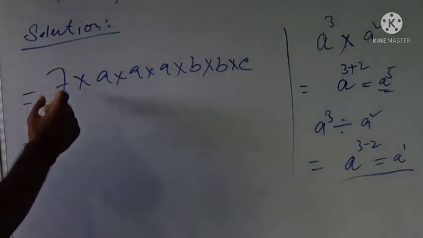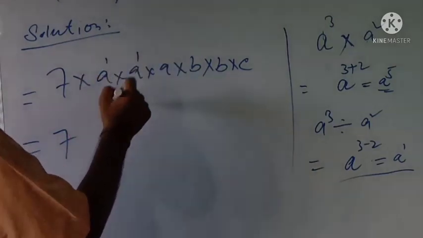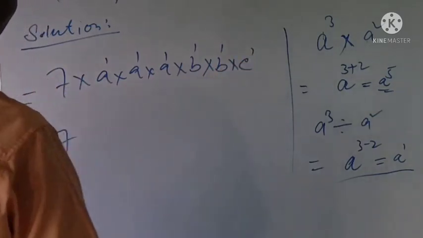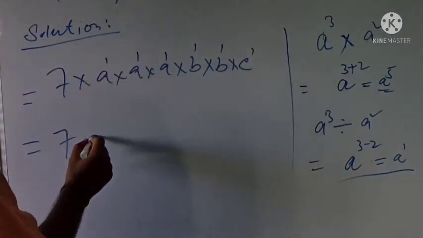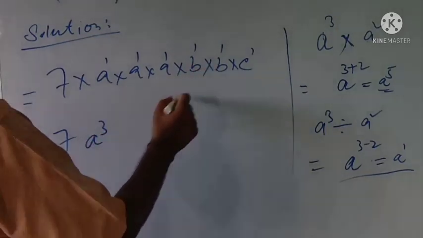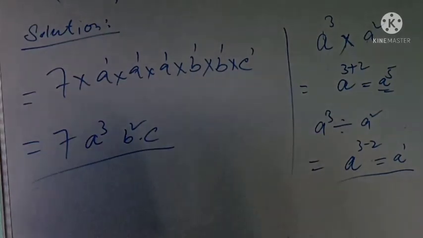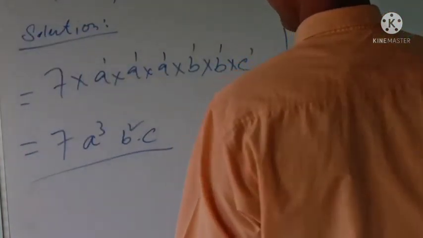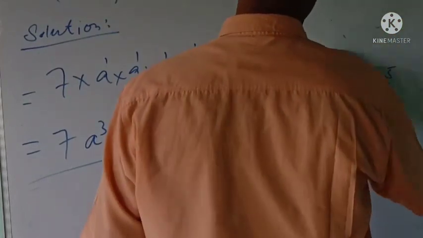So it's very simple. See now, this is 7. Here the power is 1, here the power is 1, here 1, here also 1. No power means the power is 1. Now 1 plus 1 plus 1, so we can write 7 into a cube and b into b squared into c. 7 a cube b squared c. This is the solution for question number 3a. Rest all same. You can proceed on your own.